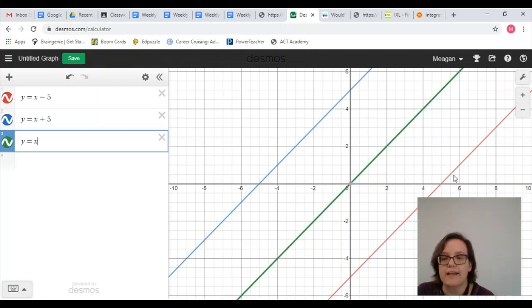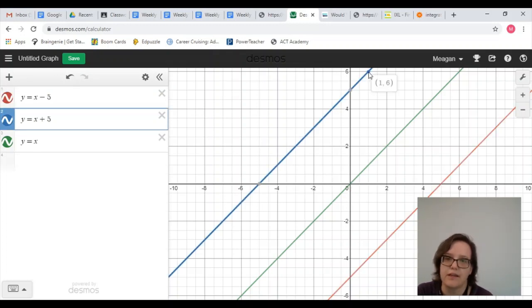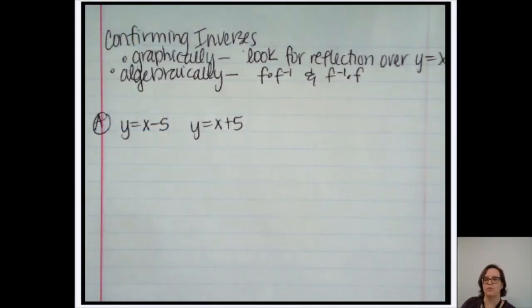One way I could check, let's go find a random point. So this point is 6, 1. On the blue line, what would a coordinate have to be? It would have to be 1, 6. So do we have a coordinate that is 1, 6? If I go up here, yes, I do. So that does look like these are inverses. So that is the graphical way to do it.